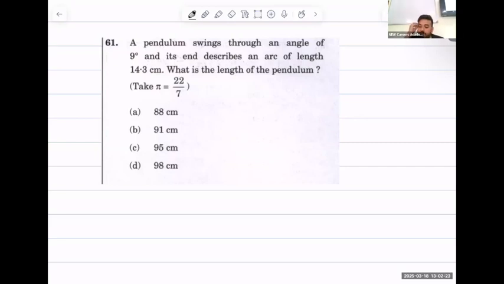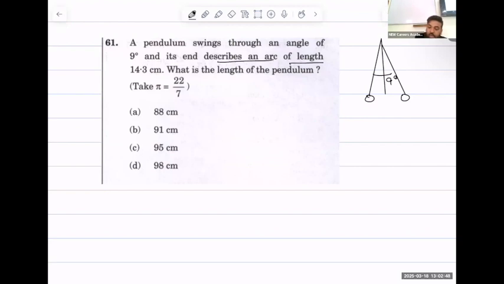A pendulum swings through an angle of 9 degrees and its end describes an arc of length 14.3 cm. What does it mean? A pendulum swings through an angle of 9 degrees. So let this angle be 9 degrees for a pendulum. Yes or no? This makes this entire angle 9 degrees.